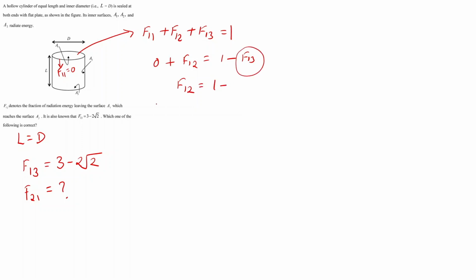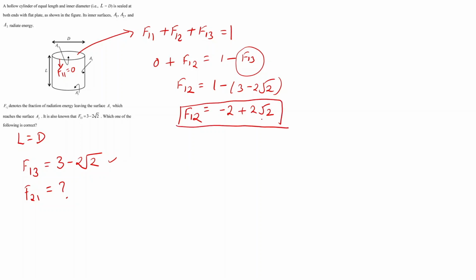We have this value of F13 from here, so we will just put it over there. So it will give us minus 2 plus 2 root 2. So we have the value of F12, but we have to find the value of F21. So now we can use the reciprocity theorem over here. That is given as A1 F12 is equal to A2 F21.